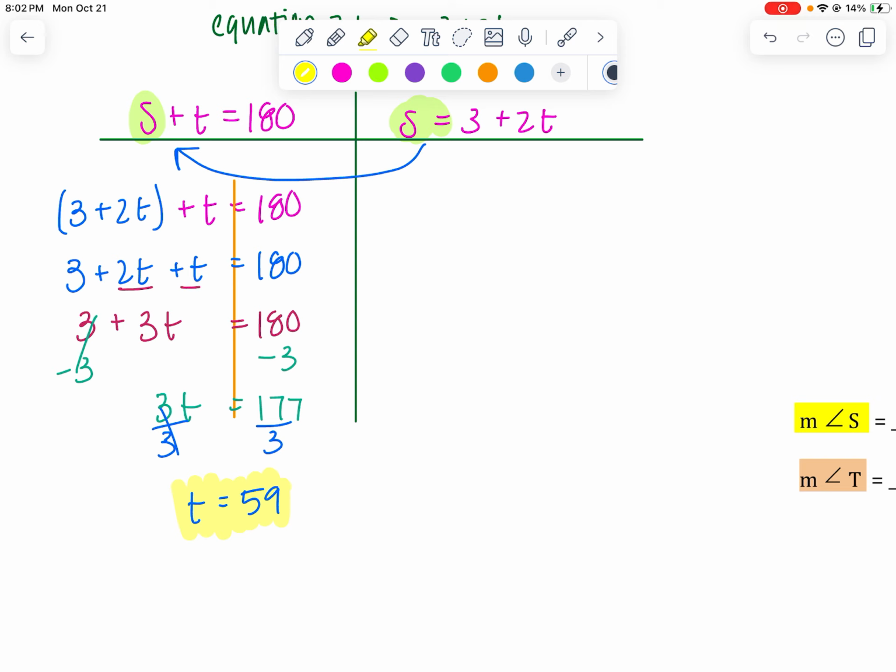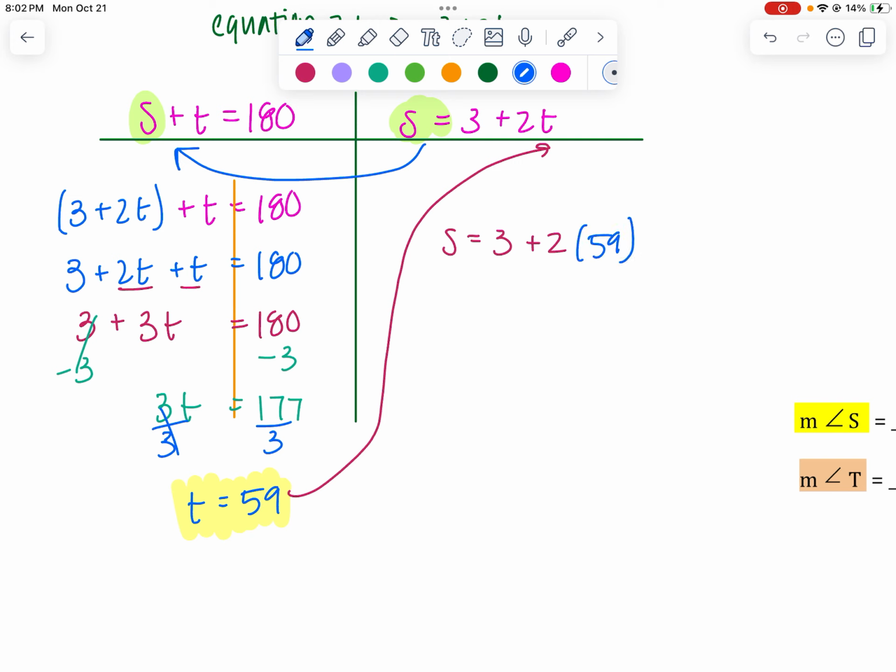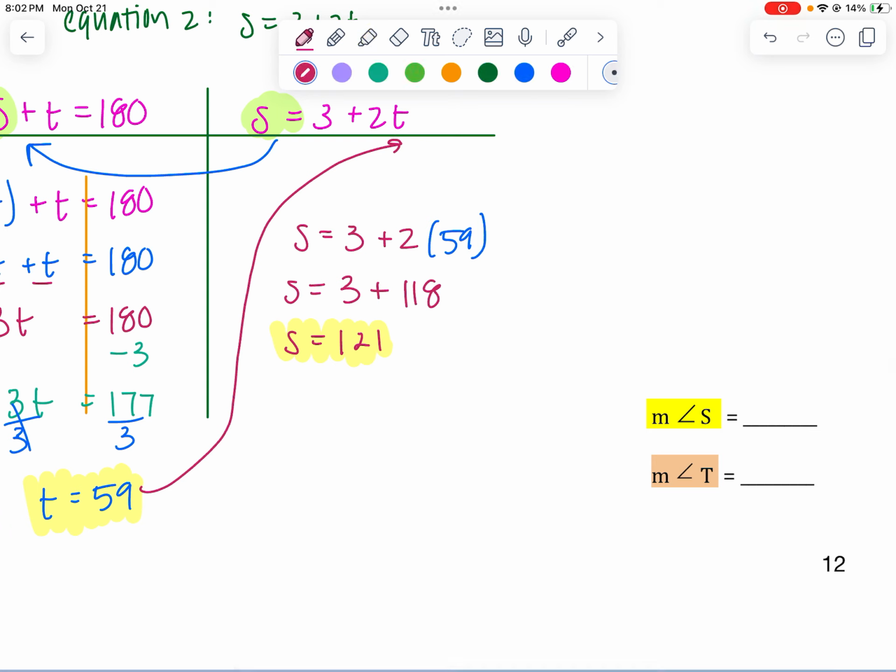We have to go ahead and find my S. So I'm going to take this guy and plug it in wherever I see T. So I get S is equal to 3 plus 2 times my T value, which was 59. So we get S is equal to 3 plus 2 times 59. Gives me 118. S is equal to 121. Cool. So I can write this over here as 121 degrees and then 59 degrees. Same exact thing as last time.